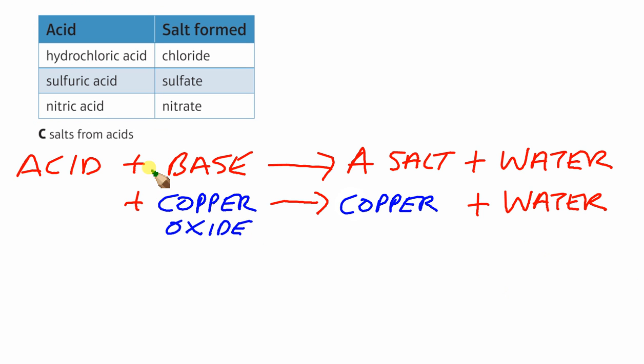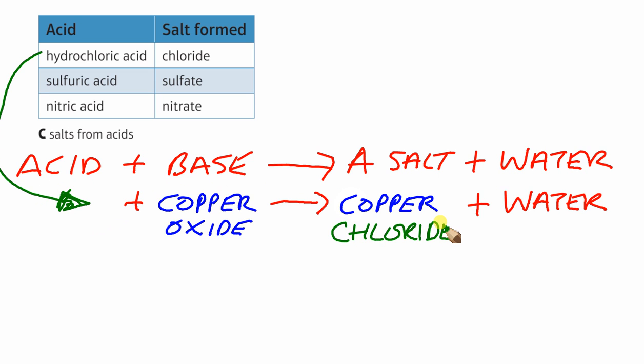Okay, so here I've got our general equation. Acid plus a base makes a salt and water. The base I'm choosing to use is going to be copper oxide for these examples, and I'm going to use these three acids. So if I try hydrochloric acid first of all, I'll have hydrochloric acid here. So imagine I'm substituting hydrochloric acid. So hydrochloric acid plus copper oxide would make copper chloride.